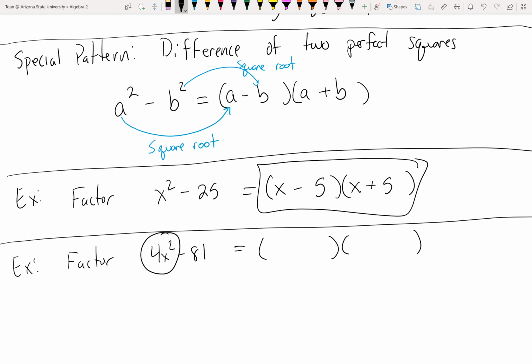What is the square root of 4x squared? Well, that's just 2x. What is the square root of 81? Well, that's just 9. One will be a minus, the other will be a plus.